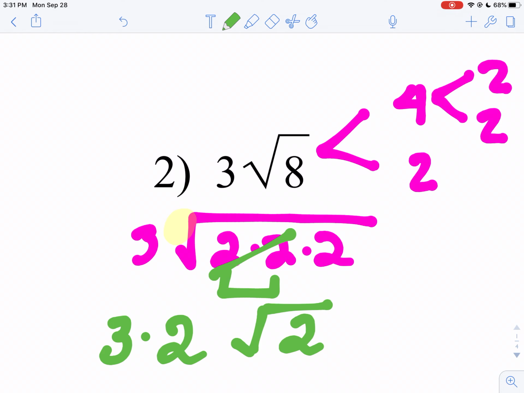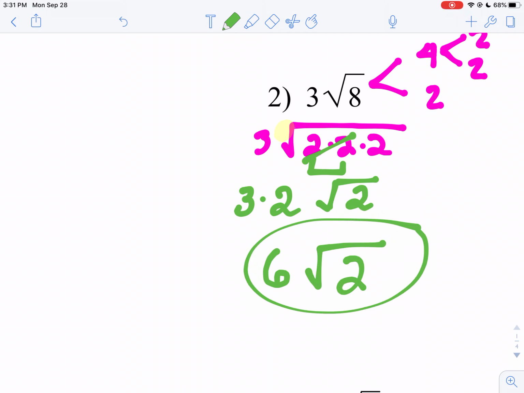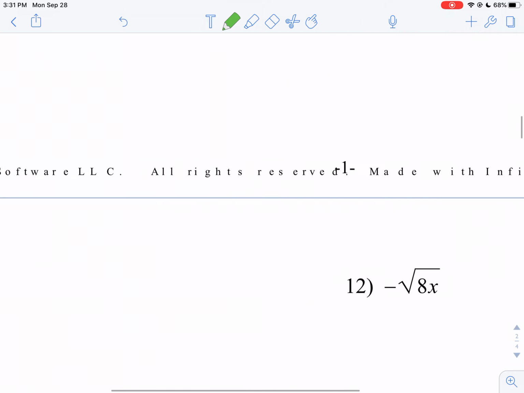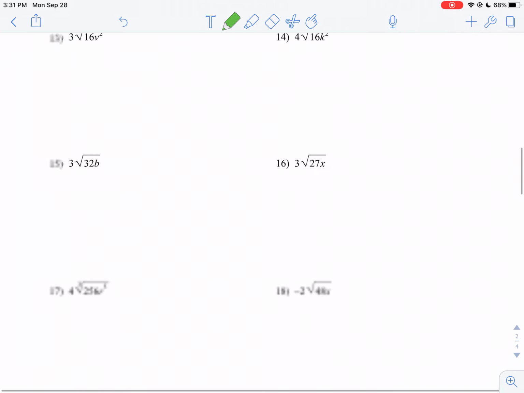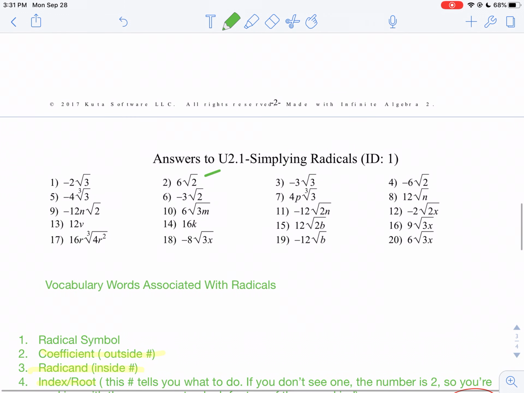To finish off the problem, multiply the outside numbers. That's your new coefficient. And the inside number is a 2. So that is your answer to the problem. Make sure that you go back to the bottom of the page and always check your answers, because you want to make sure that you do this right, and we have the answer.